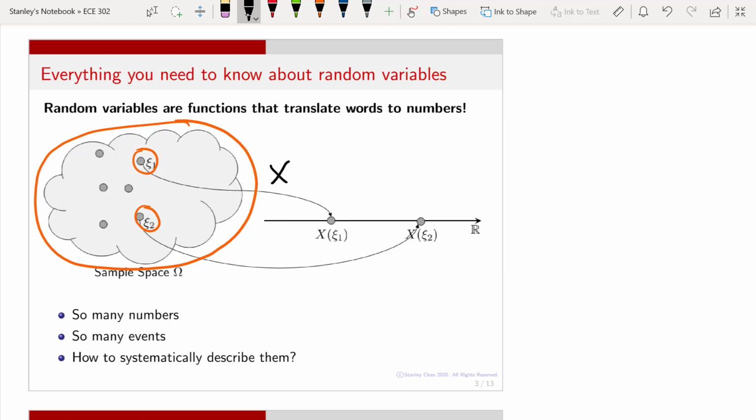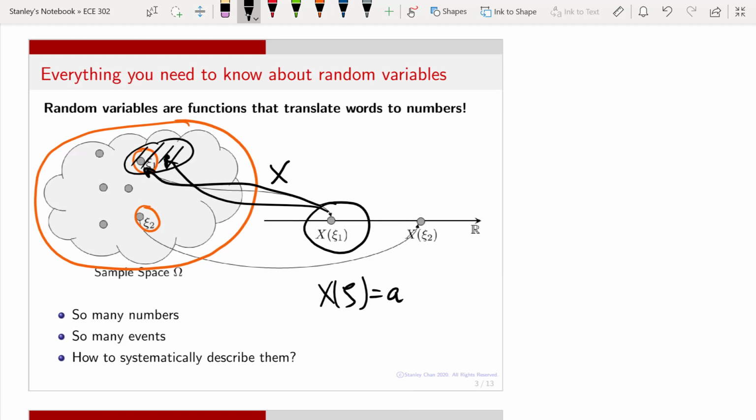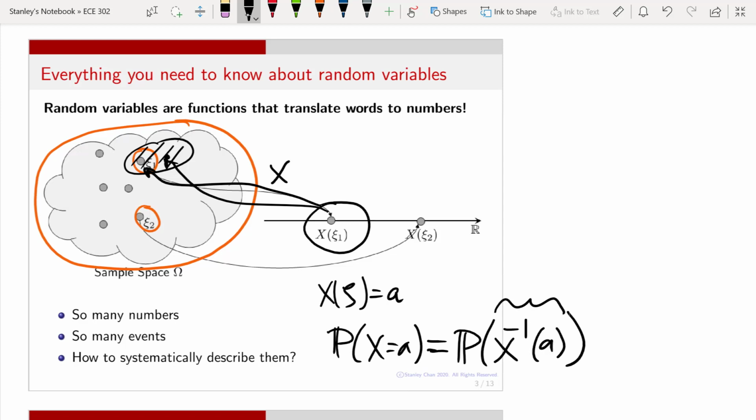Now, if you want to calculate the probability of certain events, then you are looking at this number, X of psi equals some number A. You need to go back to all the possible outcomes that got mapped to this number A. And so you will come up with a subset, and then the probability that X equals A, we know from the last lecture, is the probability of X inverse of A, where this X inverse is really the set that contains all the psi such that X of psi equals A.